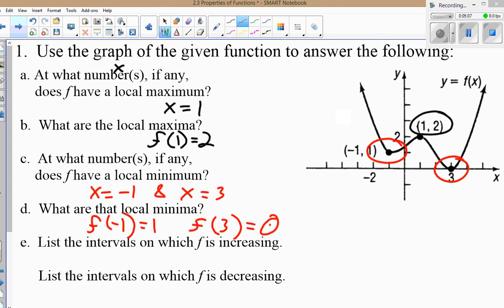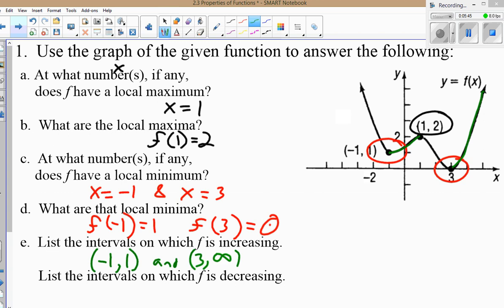Now the intervals on which f is increasing. Increasing is a positive slope. So as I'm thinking of positive slopes, I'm looking from here to here, here to there. My intervals where it's increasing are from -1 to 1 and from 3 to infinity, assuming that arrow is just pointing up and positive forever there.